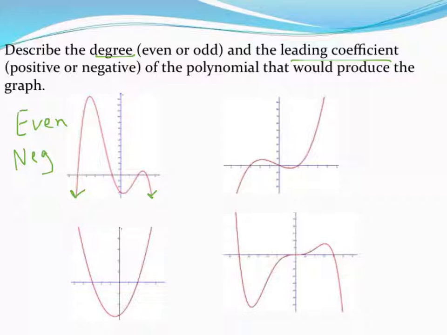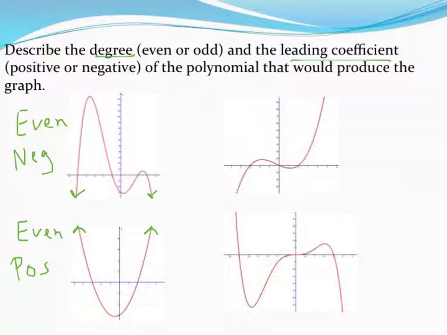If we look at the graph right below that, again, the ends point in the same direction. The end behavior is they're both pointing up, which tells me again that it's an even degree polynomial. And hopefully you know that that is a second degree because it's just a parabola. But for now we can just say it's even. And then because both ends point up, that's a positive leading coefficient.